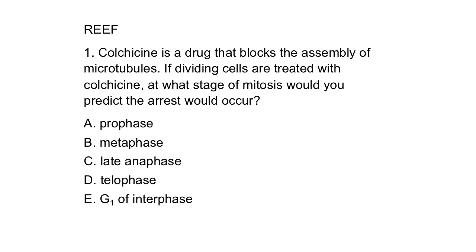For one, colchicine is a drug that blocks the assembly of microtubules. If dividing cells are treated with colchicine, at what stage of mitosis would you predict the arrest would occur? A, prophase; B, metaphase; C, late anaphase; D, telophase; and E, G1 of interphase.